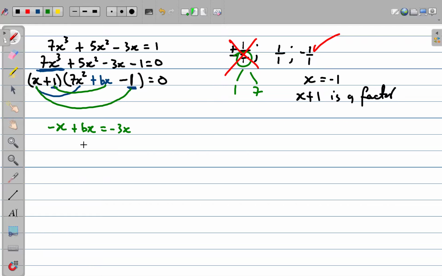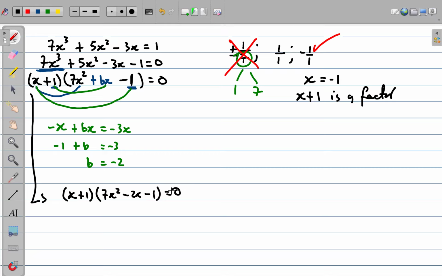So whether you want to divide by x and have a negative 1 plus b is equal to negative 3, or you want to take the x to the other side so that you have minus 2x, is really up to you. Bottom line is we must all get a negative 2 as an answer, which means now this thing is actually x plus 1 into 7x squared minus 2x minus 1 equals 0. And I'll leave it up to you. You can check your quadratic formula.